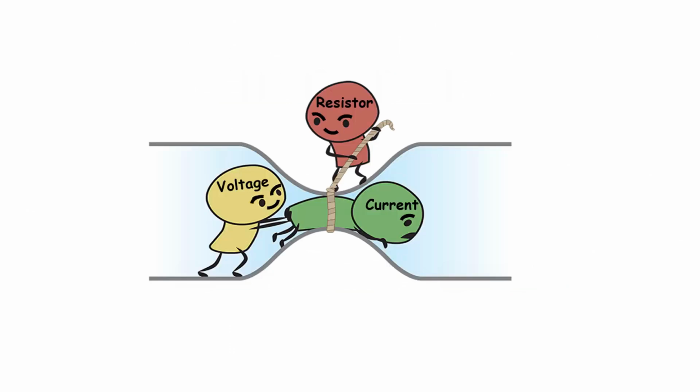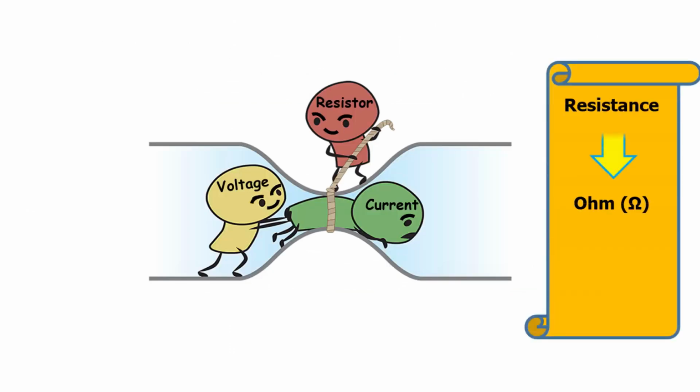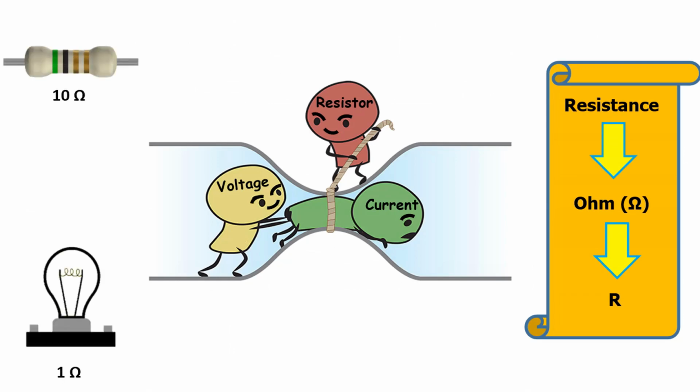Resistance is defined as the difficulty shown against current. A resistor is a circuit element that makes it difficult for electrons to pass. Its unit is ohm. Resistors are indicated by the letter R in circuit. Each circuit element has a certain resistance.